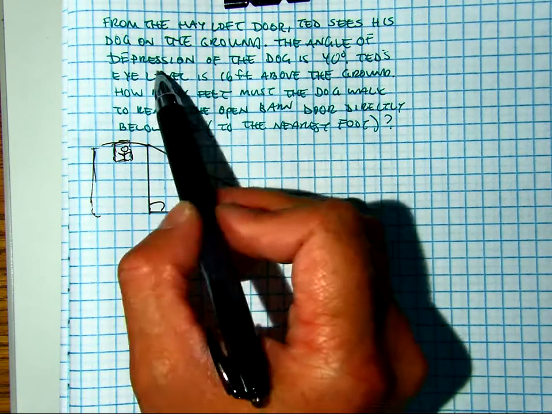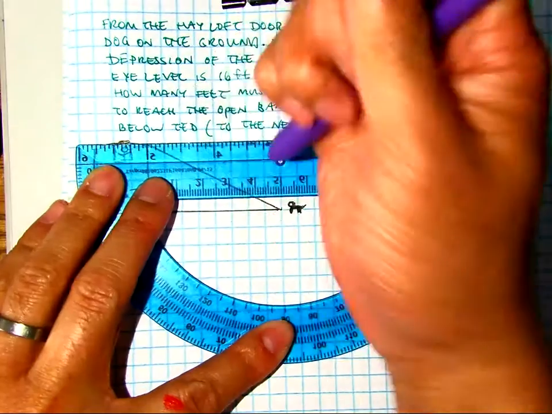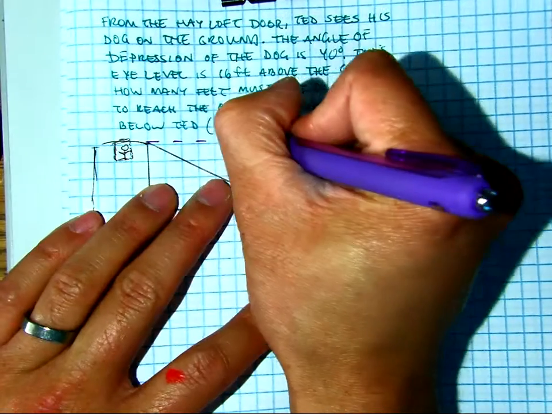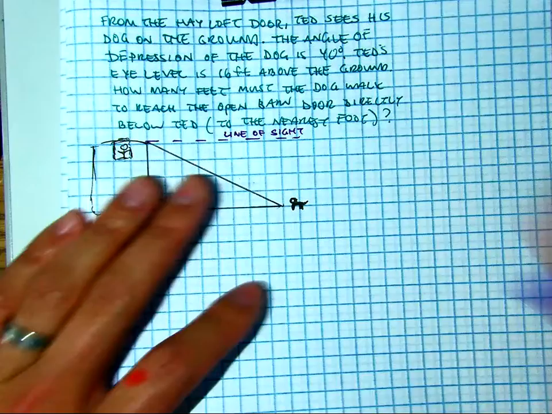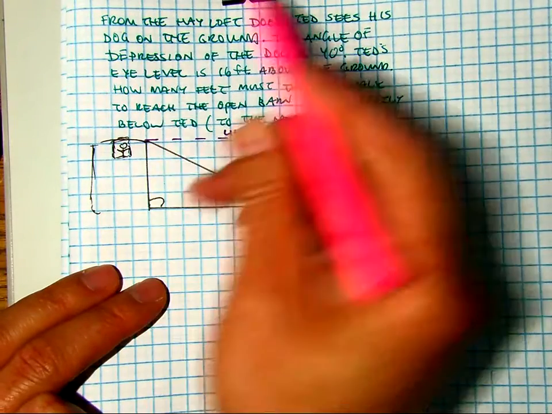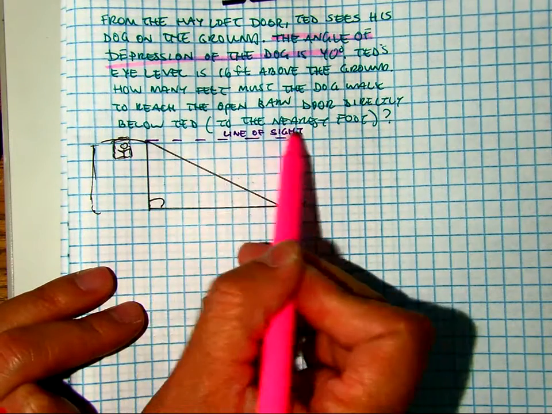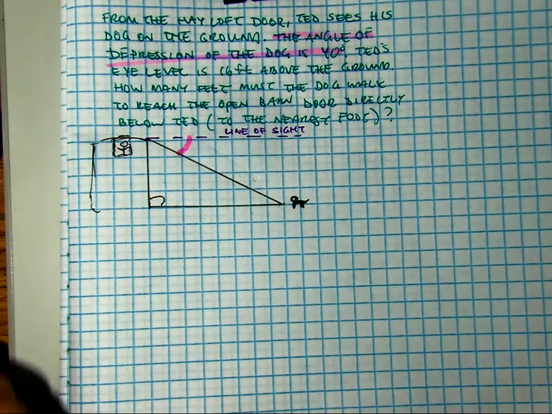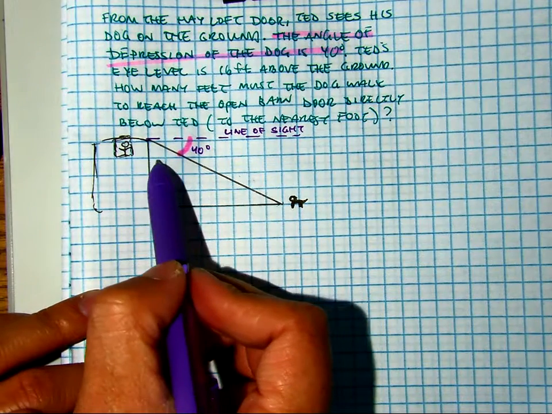The angle of depression of the dog. So let's draw the line of sight. So here's my line of sight. I'm going to label it line of sight. The angle of depression of the dog is 40 degrees. So looking from the line of sight, looking down to the dog, the angle of depression here is 40 degrees. Again, we just talked about the common mistake is to write 40 here.